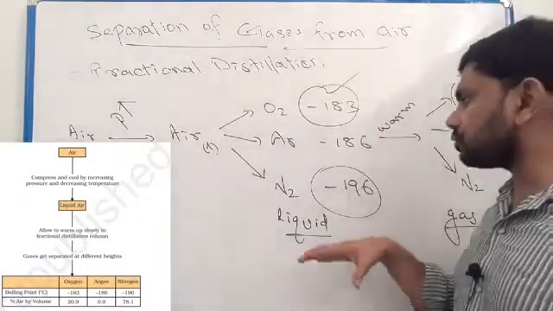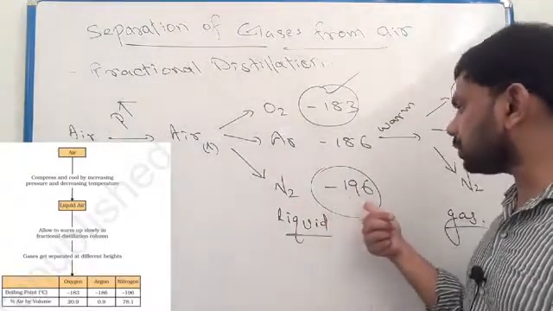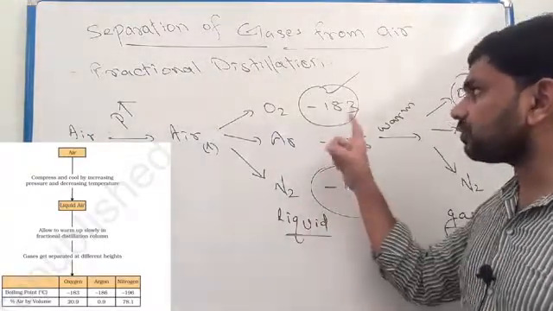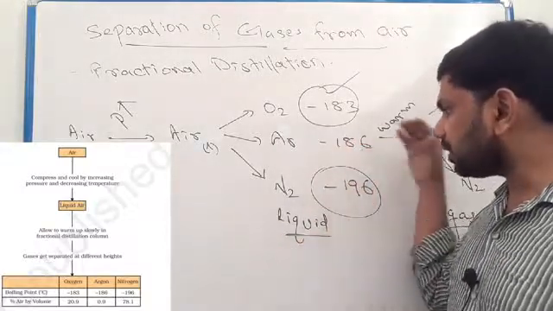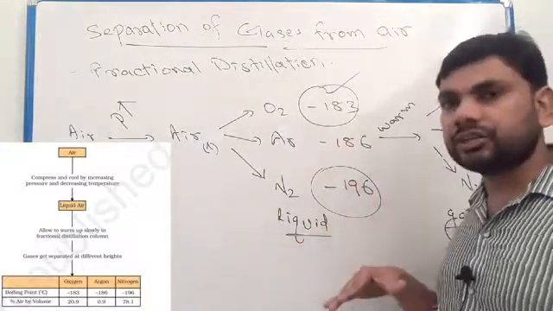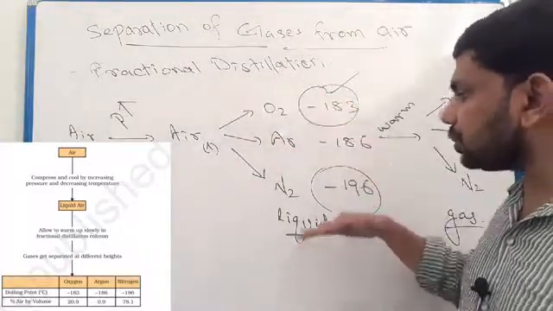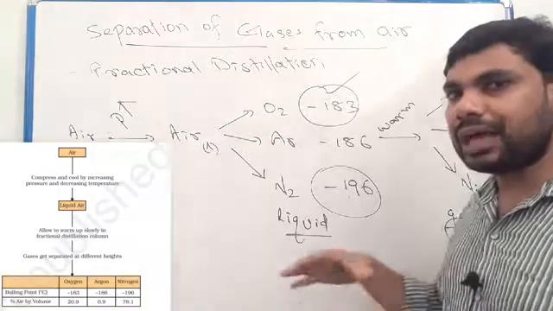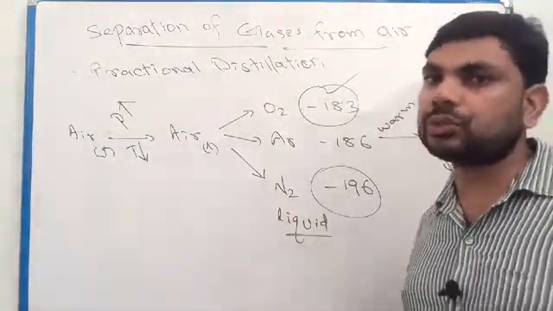But you have to reduce the temperature very low to convert nitrogen into the liquid state. So first oxygen will change to the liquid state, then argon, then nitrogen. This is the order in which the different gases change to the liquid state. We have to reduce the temperature very low to change nitrogen to the liquid state.